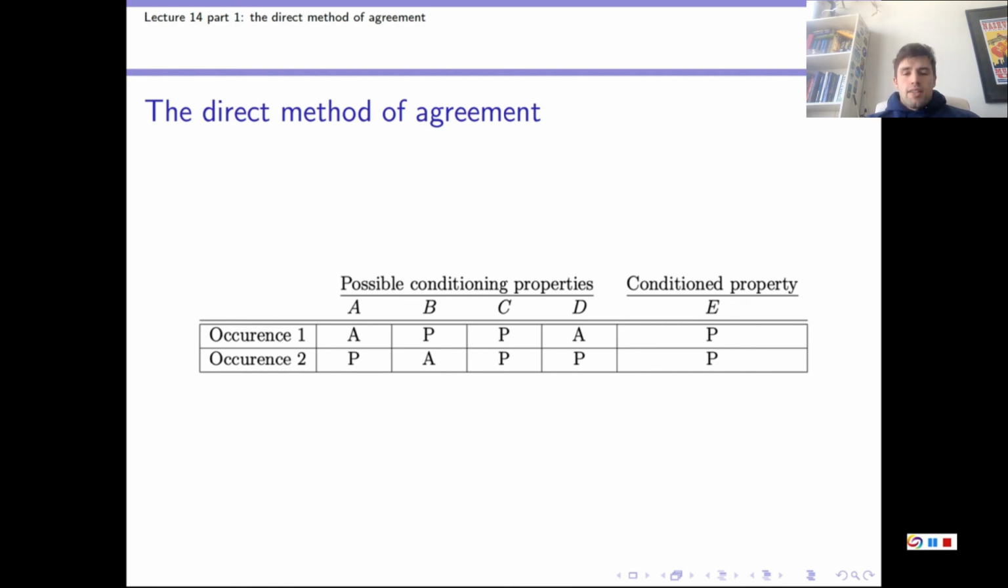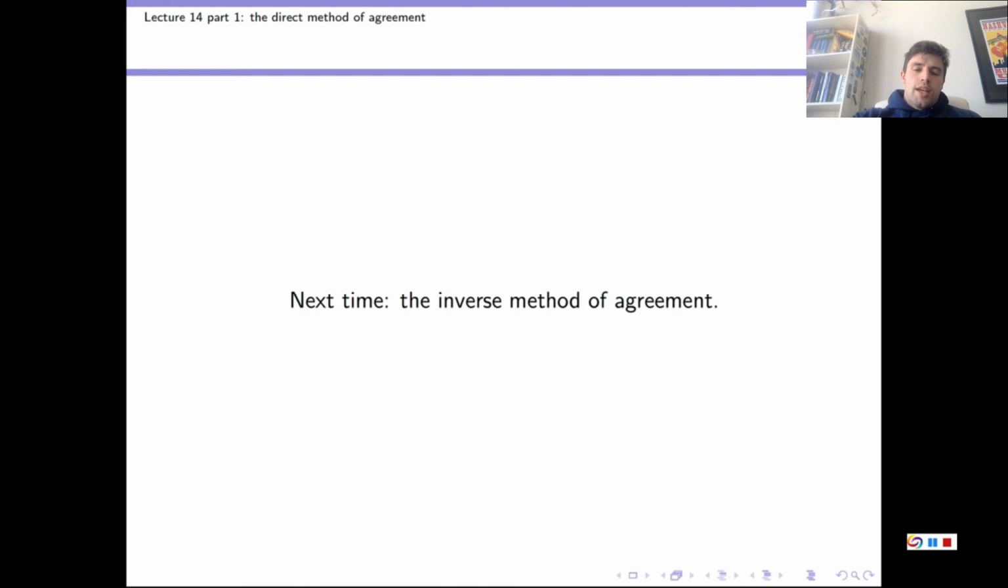And you can expect this style of question on the assignments, so that's why we took a look at one here. Okay, so next time we'll look at the second of Mill's methods, the inverse method of agreement. We'll look at what it does and how to apply it.